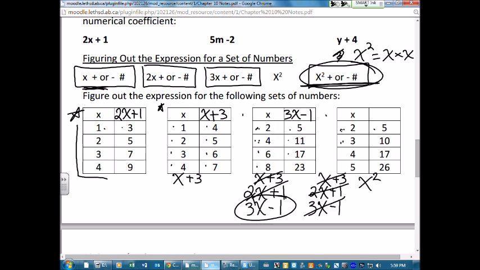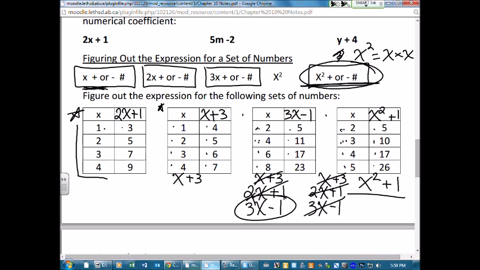Okay, so if I have x squared, so if x is 2, that means it's 2 times 2 is 4, then I'd have to add 1, right? Let's try it with this one. 3 times 3 is 9, plus 1 is 10. Oh, that one worked. If x is 4, 4 times 4 is 16, plus 1 is 17. Looks like we got a winner. And 5 times 5 is 25, plus 1 is 26. Good. So our expression there is x squared plus 1.